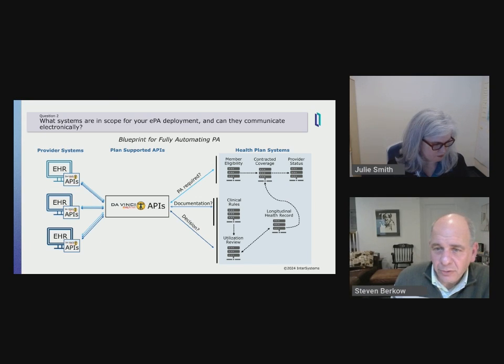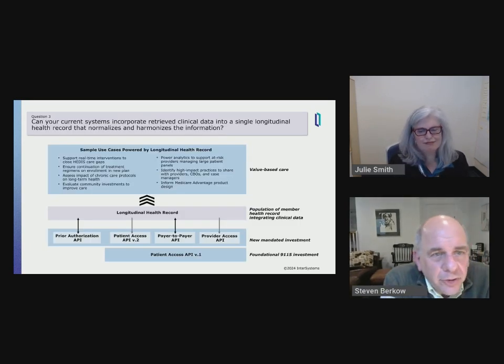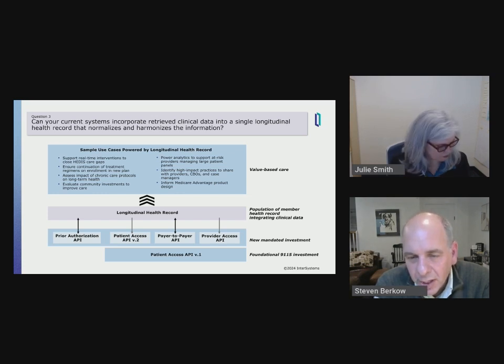All right, this brings us to our third question. Question 3: can your systems incorporate retrieved clinical data into a single longitudinal health record that normalizes and harmonizes the information? So again, if you start at the bottom of this graphic, we're trying to illustrate how, at least with regard to the Access APIs, we're building off of 9115. But remember, part of the big promise here, if we're not just trying for regulatory compliance but want to maximize our ROI, is taking advantage of the inflows into the longitudinal health record.